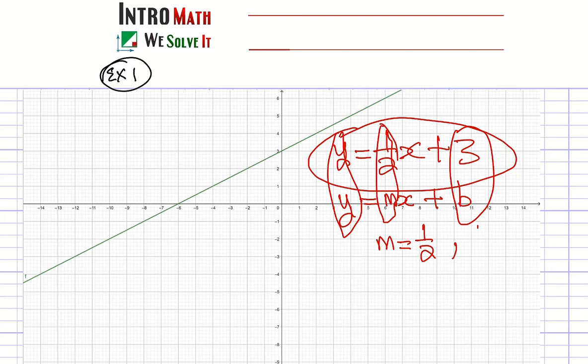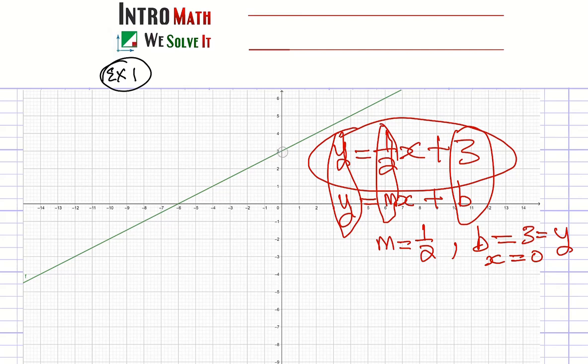And then b in this case is 3, right? And you know it's y, and then x equals 0. So what that means is you have x equals 0 here, and you have y equals 3. It's right here. So forget about the 0, it won't help you draw the graph.